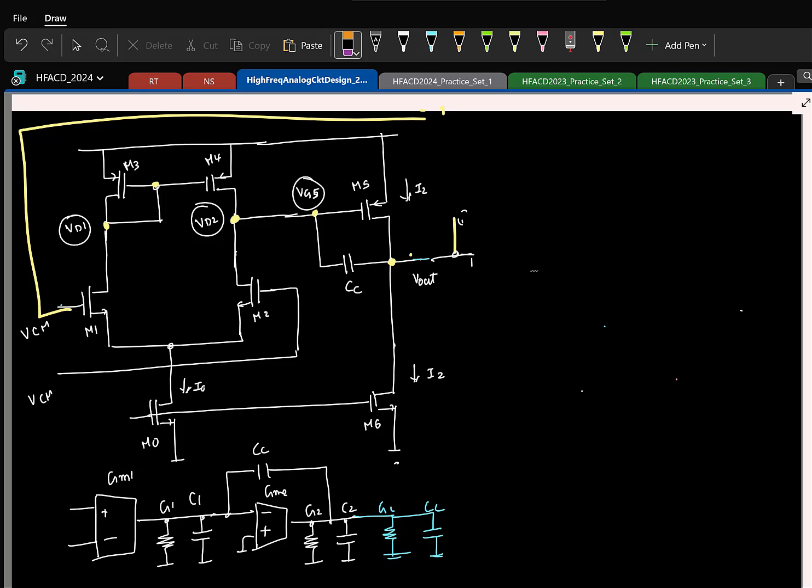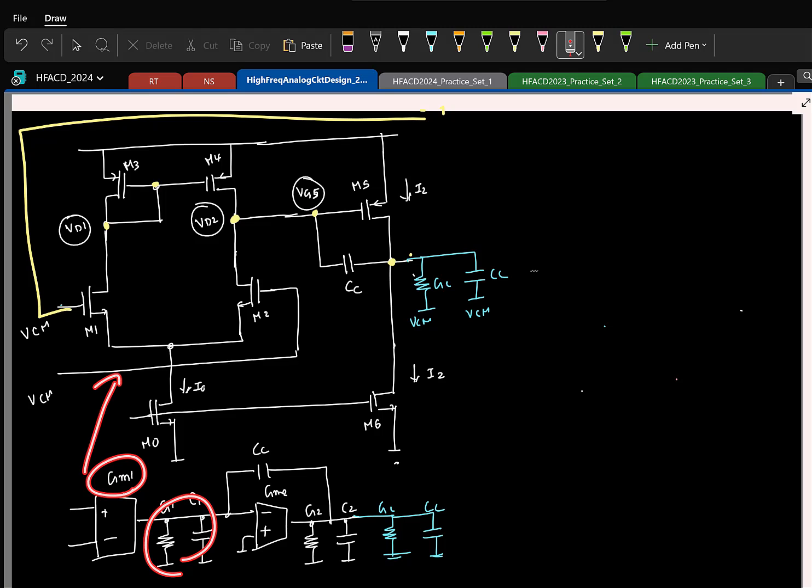Let me erase this. So here, let's say I have GL, CL connected to VCM. So first, let's map all these parameters to the circuit, the transistor properties, right? So what is the short circuit GM1? I mean, this GM1 is provided by which block here? It is basically GM of transistors 1 or 2.